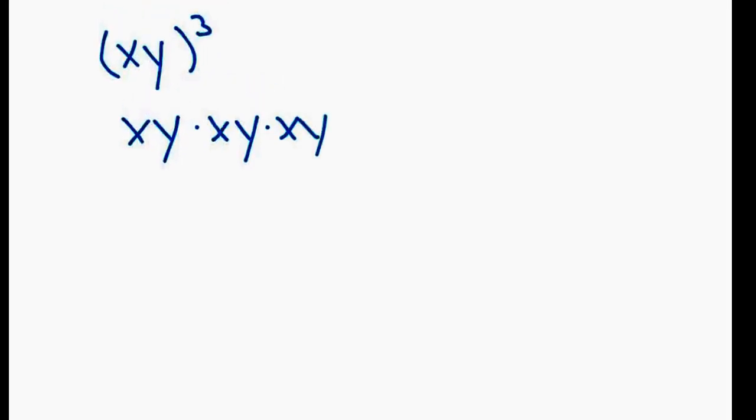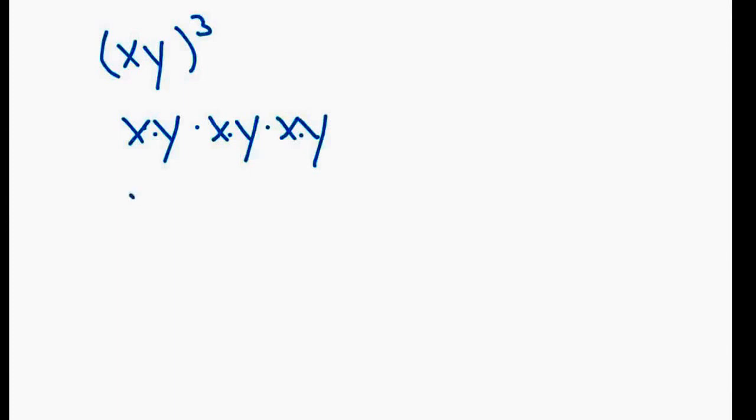Now let's talk about this property. I want to raise the quantity x times y to the 3rd power. Well, first of all, that says to multiply xy 3 times. But even though I didn't put the dot between the x and the y, there really is a dot there. Now, the nice thing about multiplication is that the order in which we do it doesn't matter. That's called the commutative property.